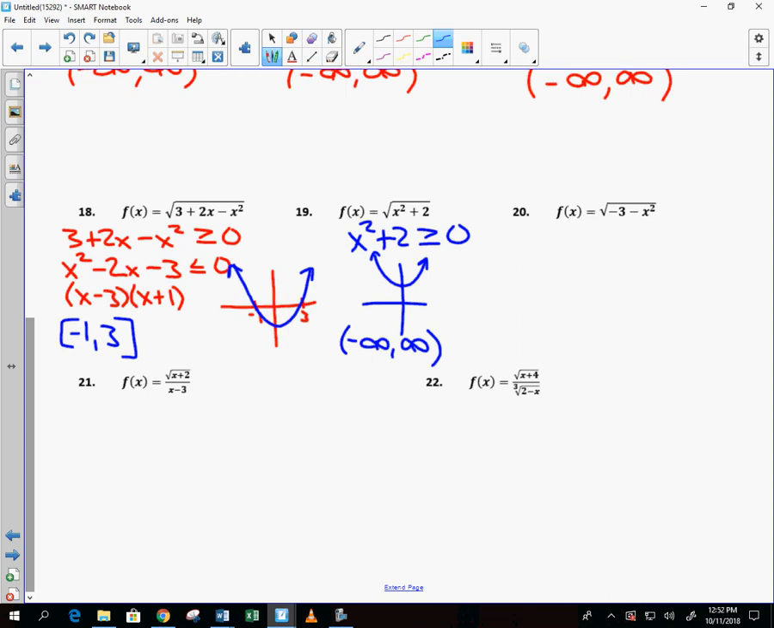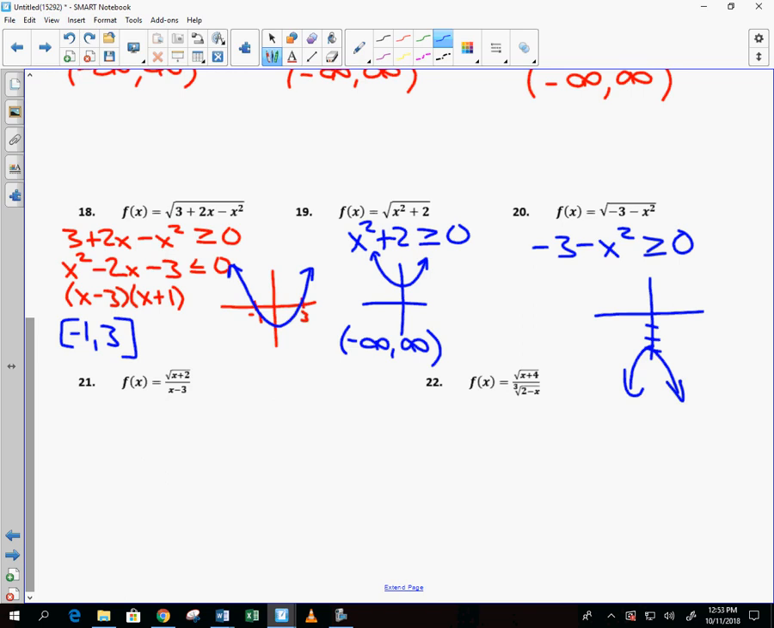Uh-oh, we got another radical. I got a square root. Got to make sure that it's greater than or equal to 0. My teacher told me if you get a quadratic inequality, make a graph. Does it factor? No? Do we know what the graph looks like? Yeah, it's shifted down 3 units. And it goes down because it's a negative x squared.